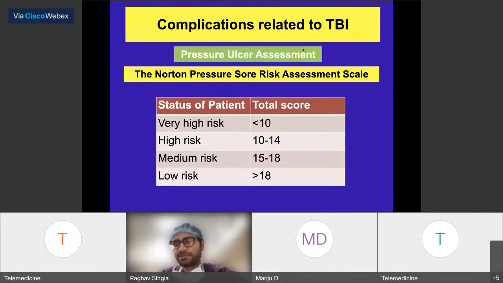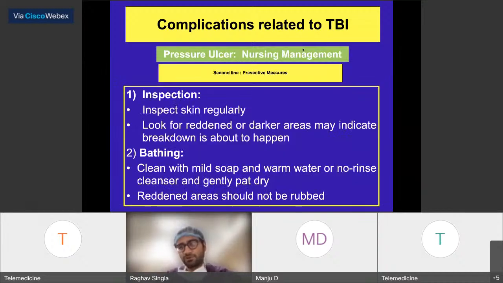So these are scoring systems which basically tell us which are the patients that are at risk of developing a pressure sore.